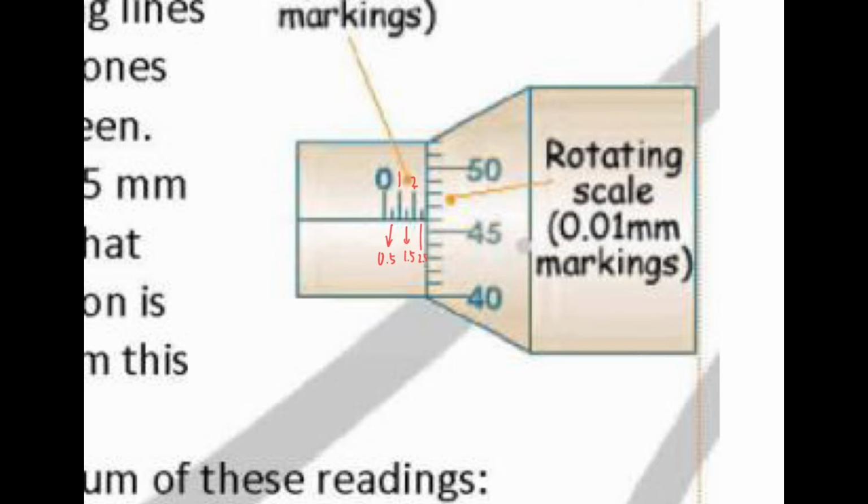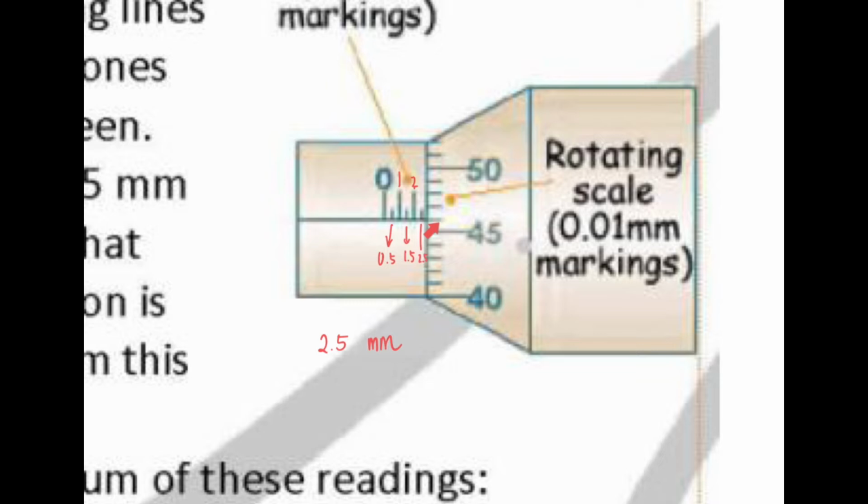Okay, so when you see the last line on the main scale is 2.5, that means we have to take this as 2.5 mm from the main scale. Then you look at the rotating scale. On the rotating scale, you have to see the line that is horizontal with this line, or coincides with this line. That means the same line, the line forming the same line with the main scale. Okay, this is the line.